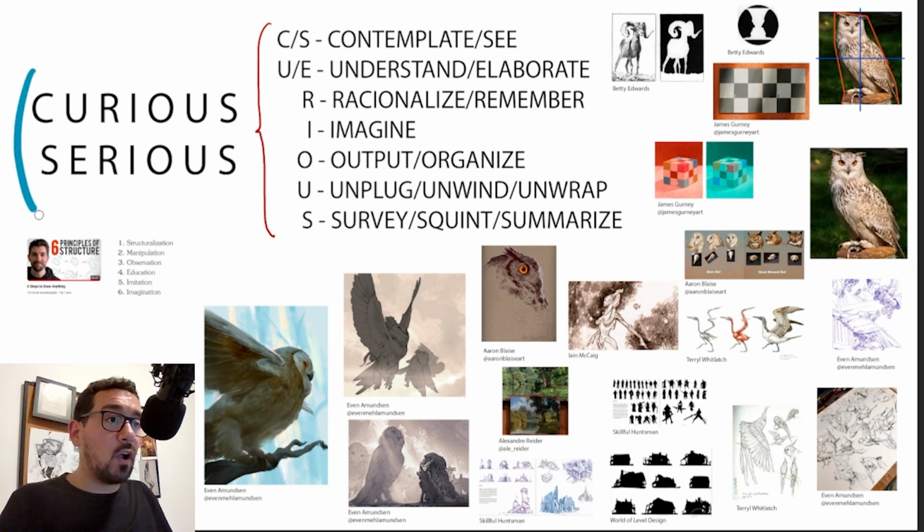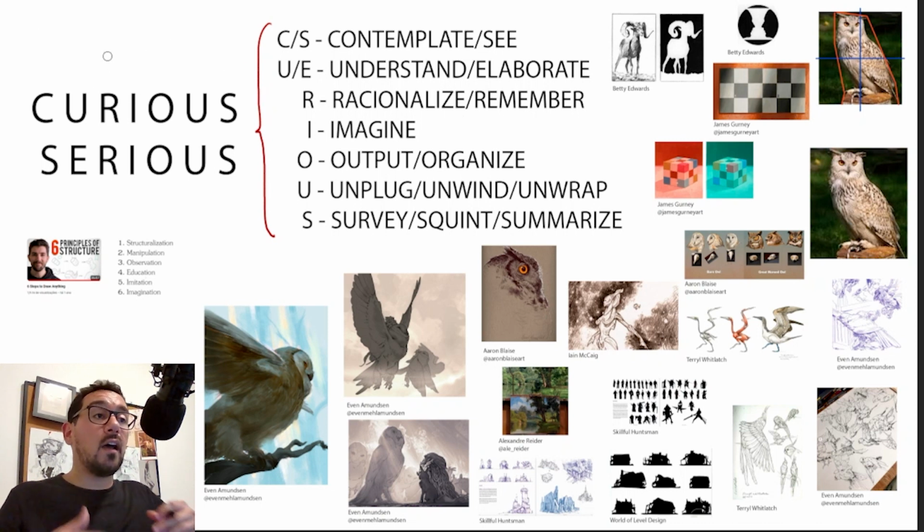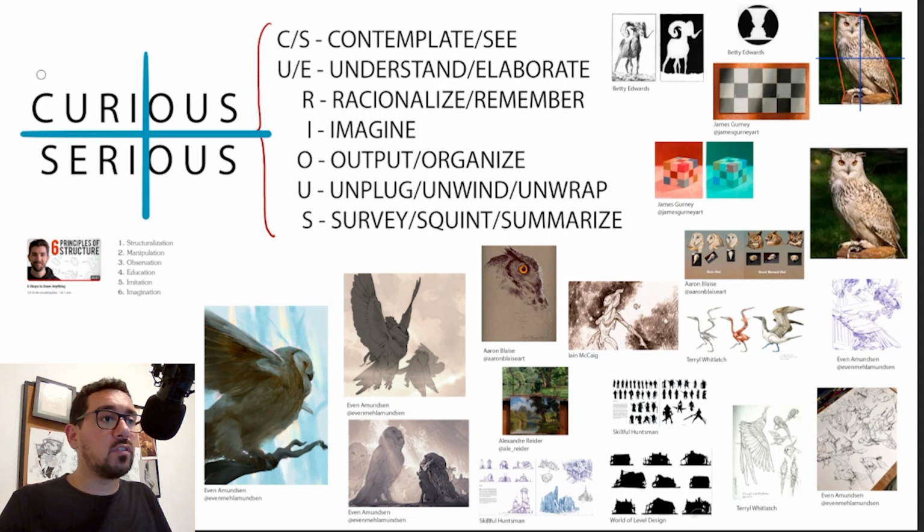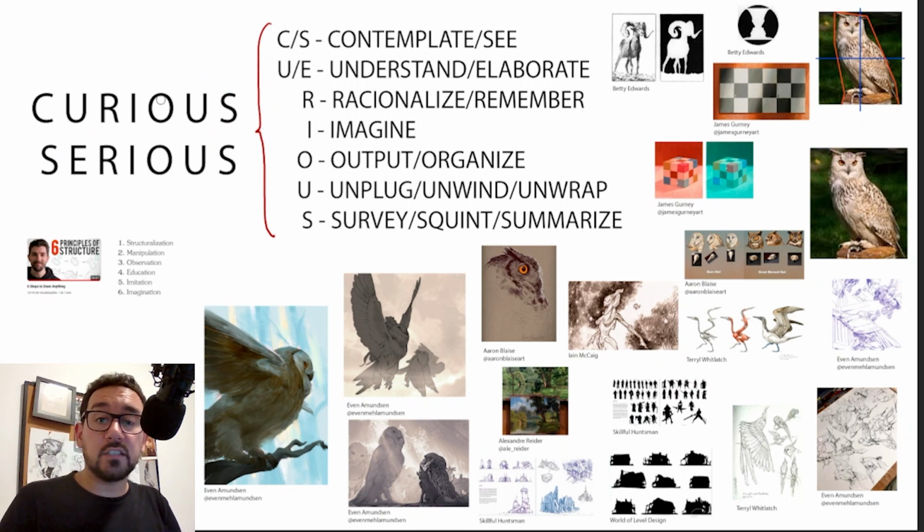I'll use for our discussion today two words: curious and serious, and we're gonna break down letters from these words into the steps that we're gonna be talking about for learning to draw. I'm also gonna be breaking them down into two parts. So the first four letters are about learning, and the final three letters are about putting that down on paper in the iterative process that comes with that.